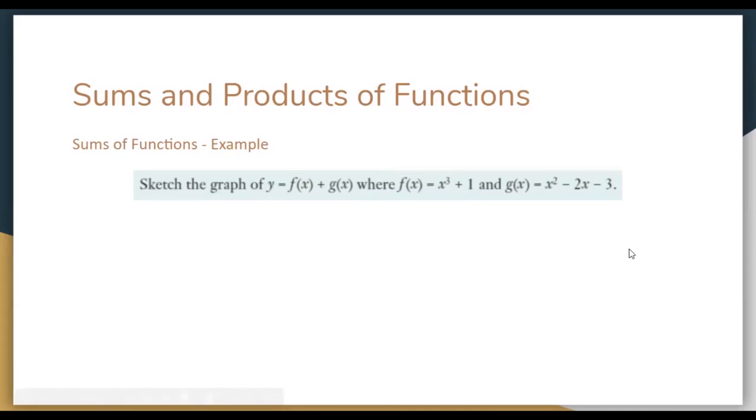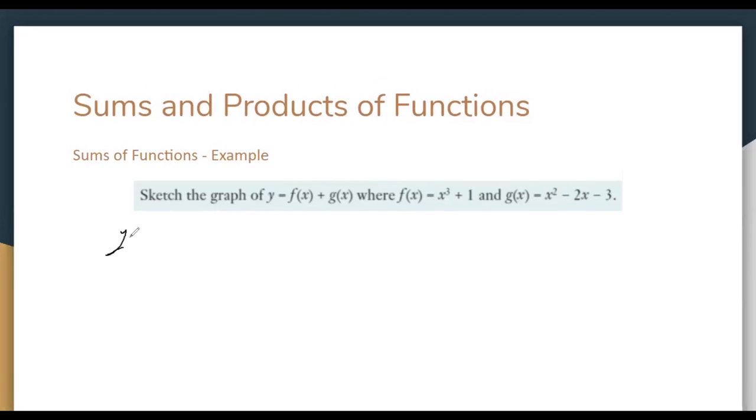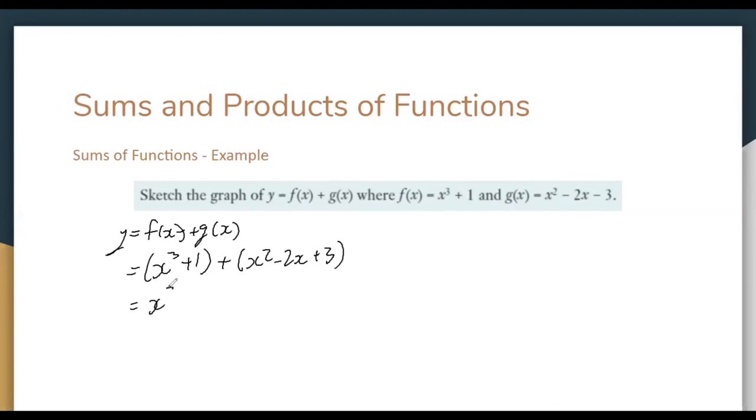So basically, if we want to get our new function y, we're going to have f of x plus g of x, and in order to do that, we have to add our two functions. In this case, f of x is x cubed plus 1, and g of x is x squared minus 2x plus 3. And so when we add these, we're going to get x cubed plus x squared minus 2x, oh sorry, that should be a minus 3. And that's going to leave minus 2.